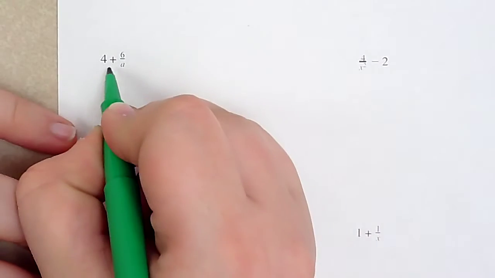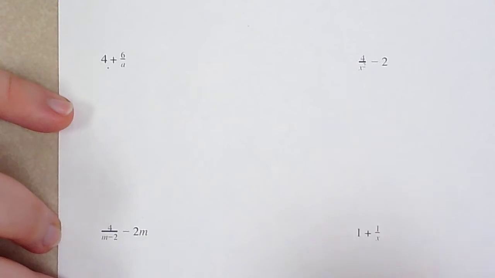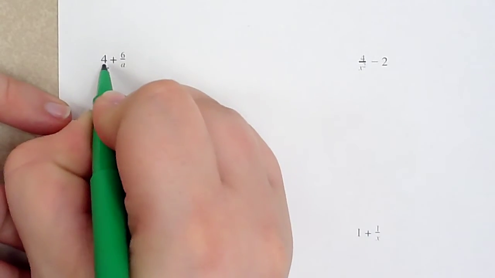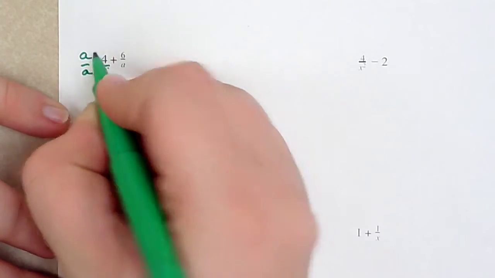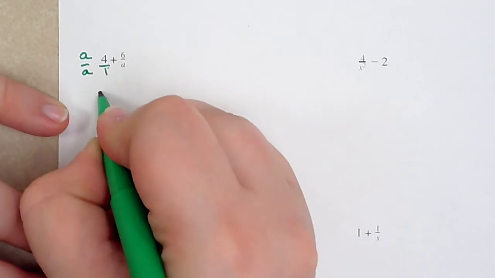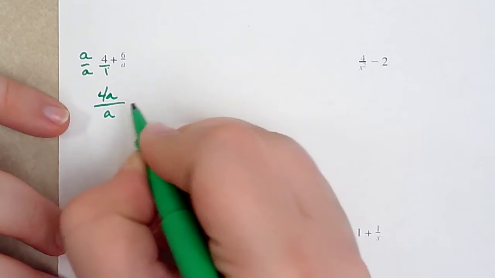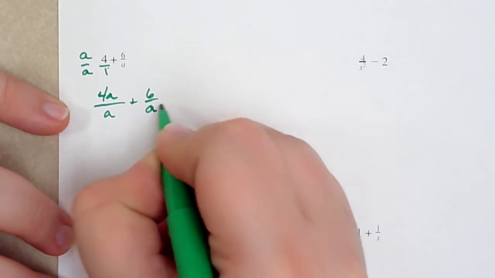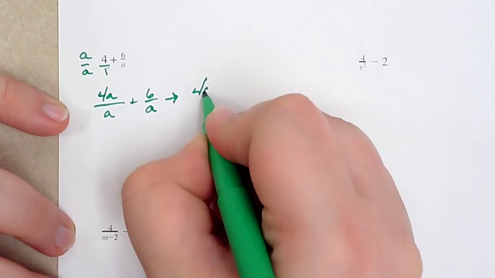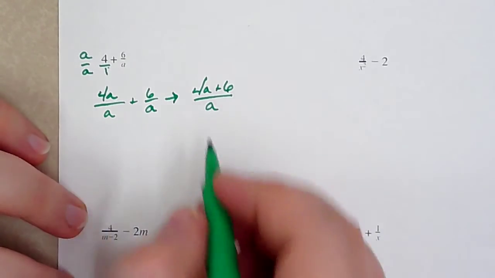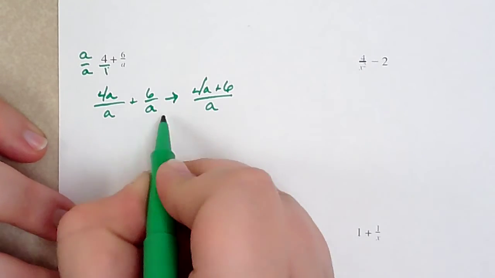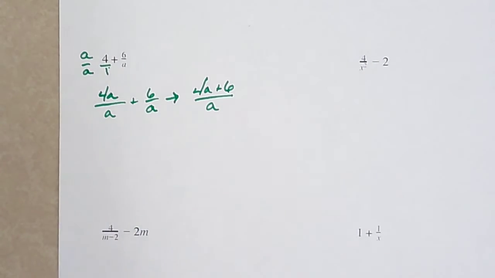Next one, we've got 4/1 plus 6 divided by a. Same thing we did before. This previously had a 1 underneath it. I need it to have an a, so I'm going to multiply by a over a. I get 4a divided by a plus 6 divided by a, which simplifies to 4a plus 6 divided by a. Notice, just like in all my other chapters, I am not adding the denominators. It's just a common denominator. I'm not adding it, I'm just transferring it over.